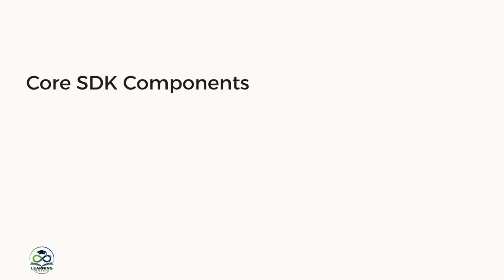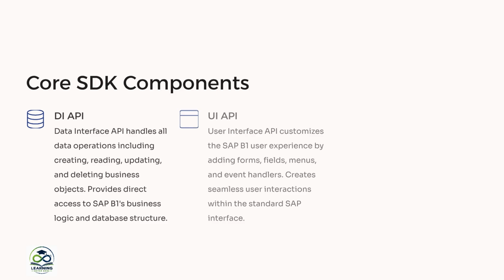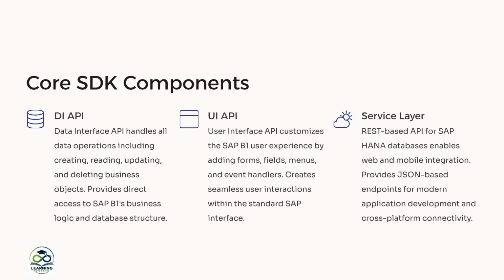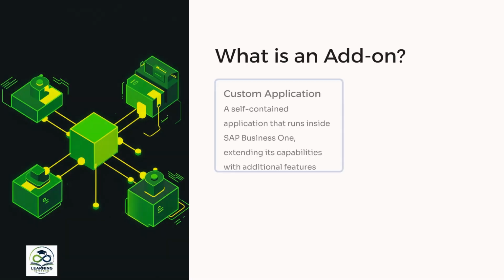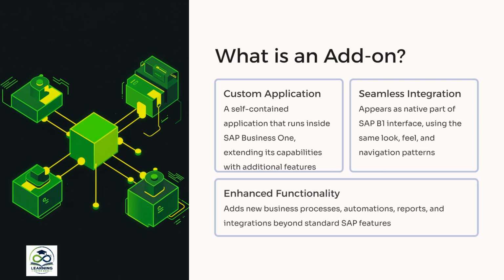The core SDK components include the DI API for data operations and business logic access, the UI API for customizing the user interface, and the service layer, a REST-based API for web and mobile integration. An add-on is a self-contained custom application that extends SAP Business One capabilities. It offers seamless integration by appearing as a native part of the interface and provides enhanced functionality by adding new business processes, automations, and reports.